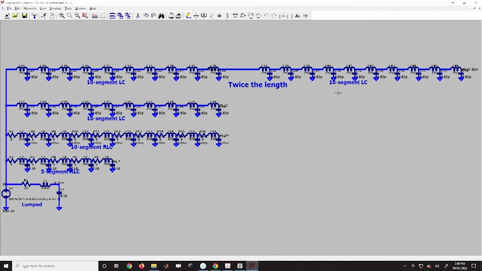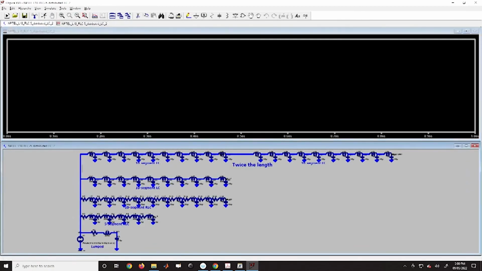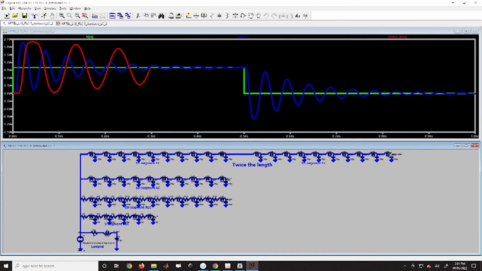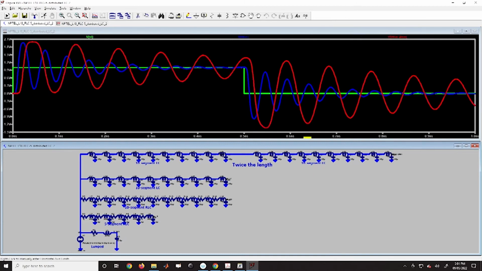So this is 2L, this is L. Now let us simulate it and then compare. This was my input, and this is my output for 10 elements, 10 segments. This is for 20 segments, corresponding to 2L. So here we can see the output comes out to be like this.